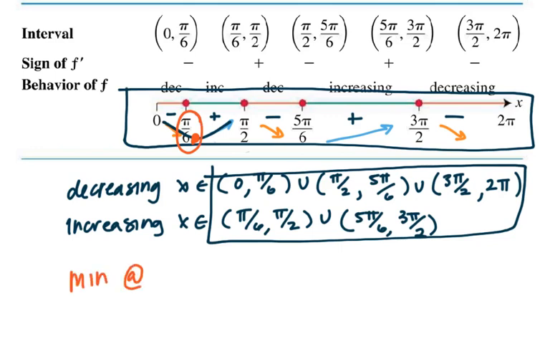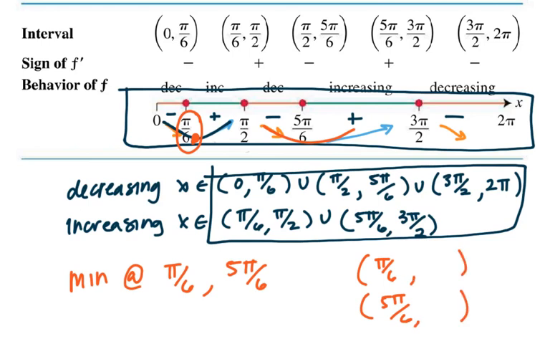There's a minimum at pi over 6. Where else is there a minimum? At 5 pi over 6. Where else is there a minimum? That's it. So we know there are local mins at both of those x values, and we could write them as ordered pairs, pi over 6 and 5 pi over 6, and we could get the y value by plugging it into the original function.